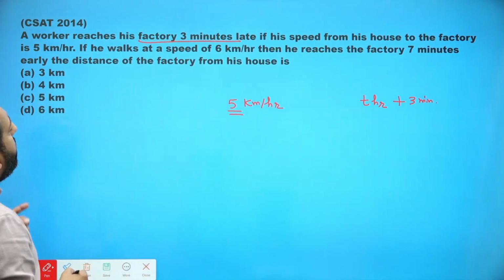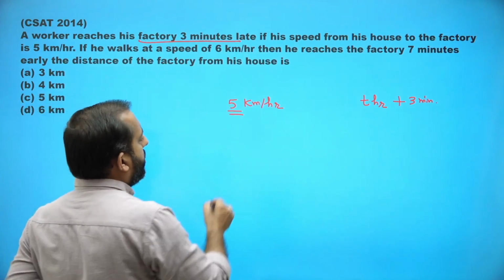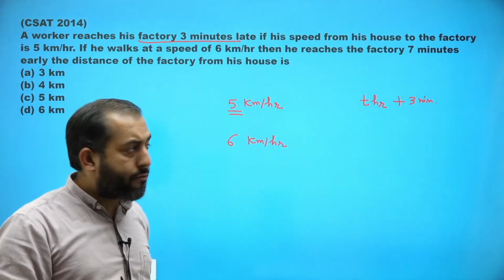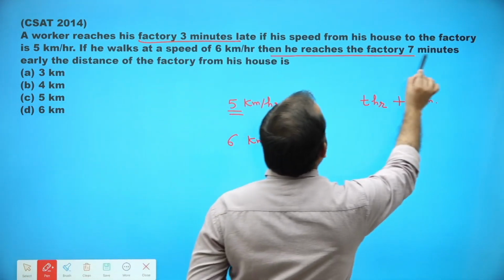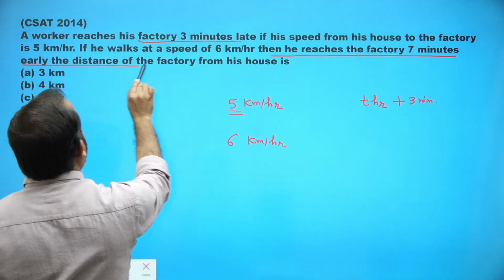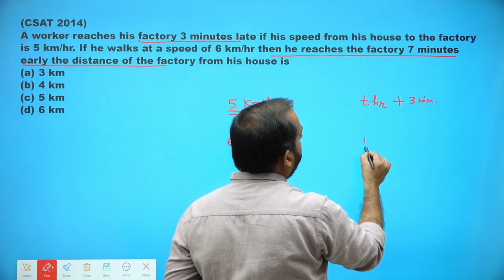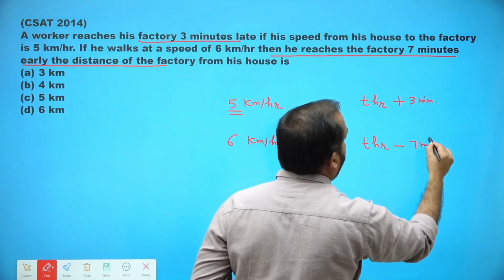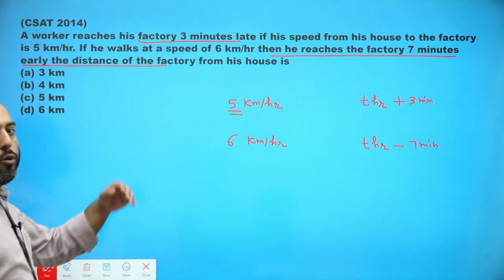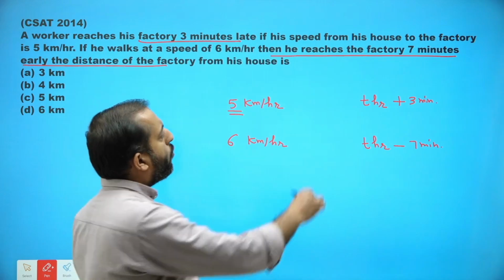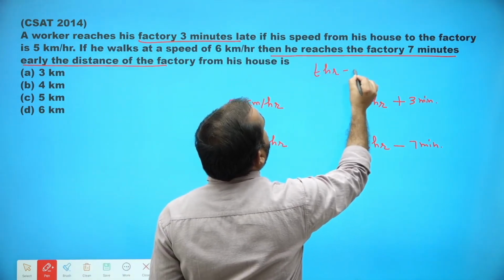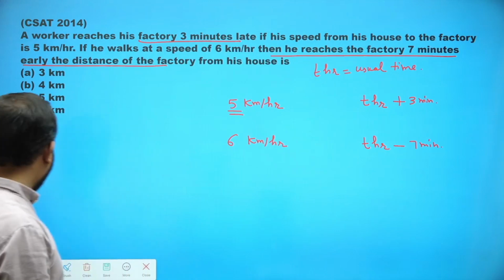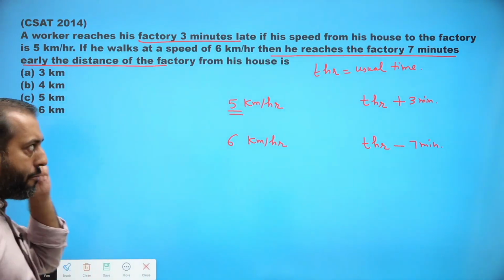Further, if he walks at a speed of 6 km per hour, now rather than walking at the speed of 5 km per hour, then he reaches the factory 7 minutes early. So now the time taken by the person is 7 minutes early. So let's say T is his usual time to reach the factory.